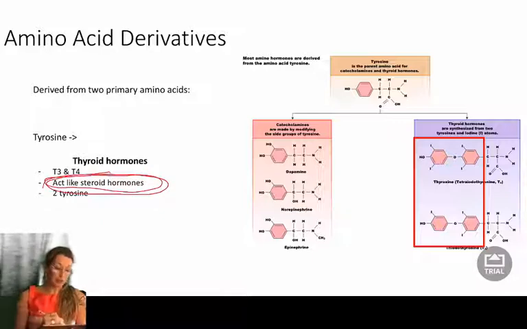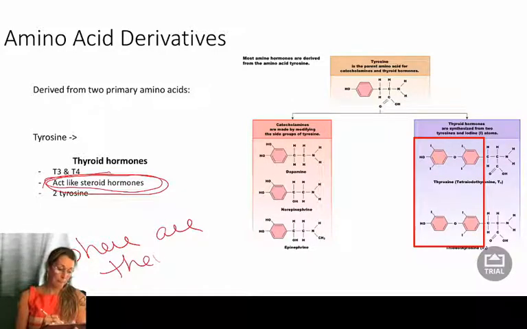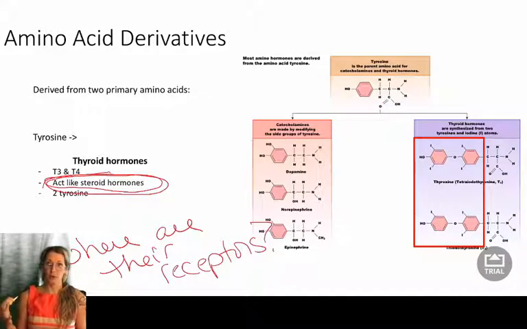So stop and think for a minute. If they act like steroid hormones, where are their receptors? Hopefully you thought, oh, well, they're going to be either in the cytoplasm or in the nucleus. So what they do is they stimulate transcription and translation, right?